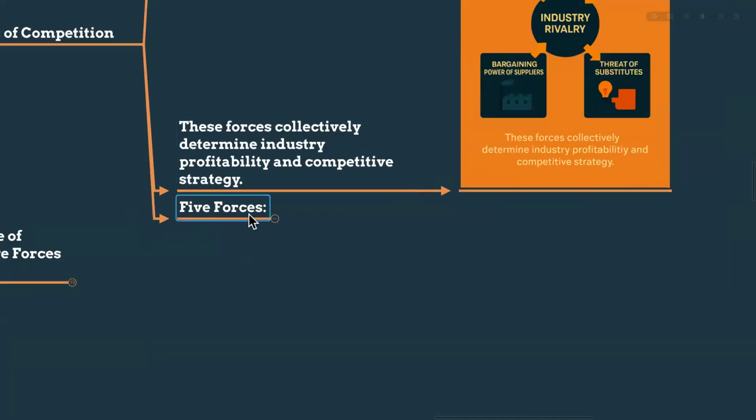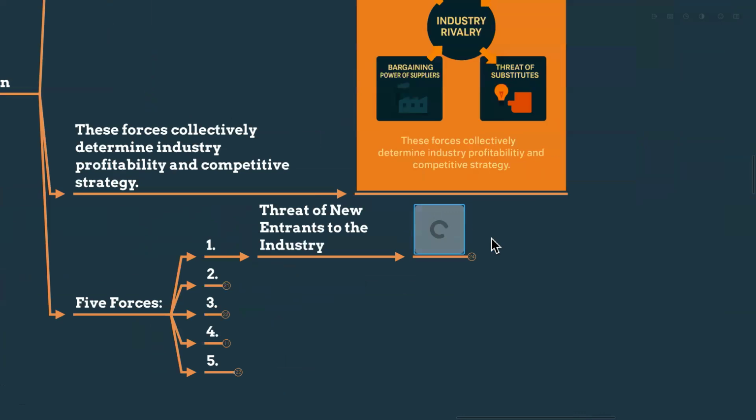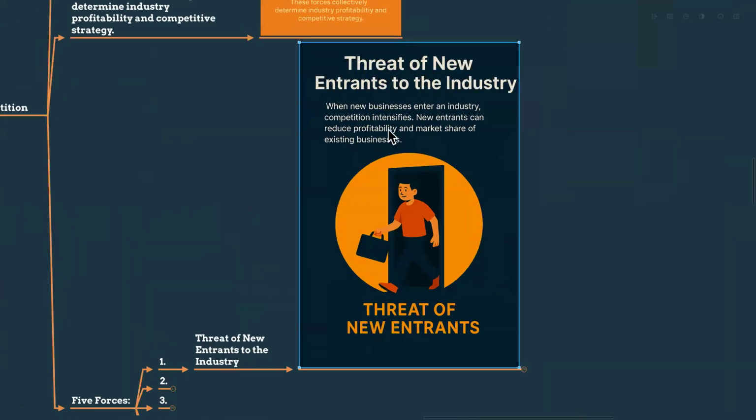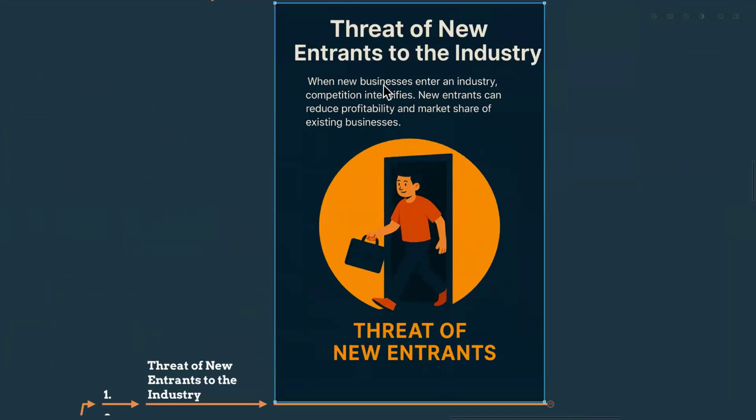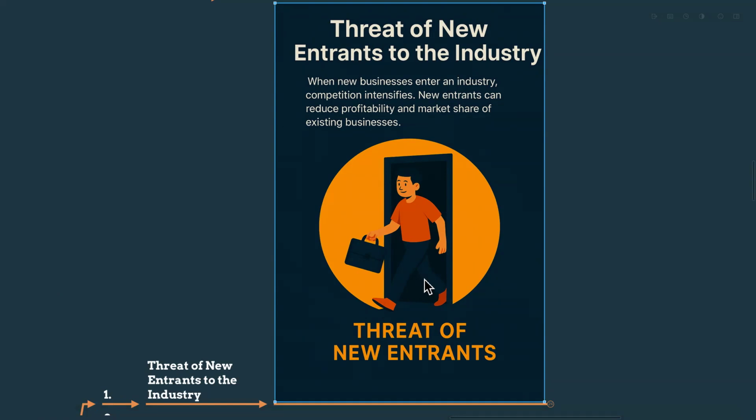Let's talk about the five forces now. Threat of new entrants to the industry. So this is one of the five competitive forces. When a new business enters an industry, it means, for example, in the AAT education industry, specifically AAT education in the English medium industry, Digital Accounting is entering. You are going to be our batch. So when a new business enters an industry, the competition intensifies.